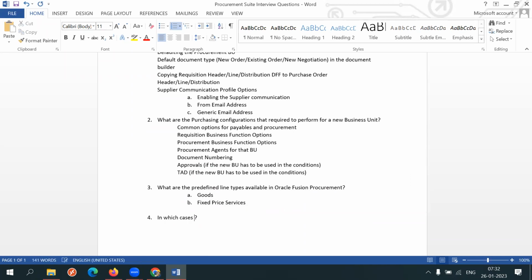In which cases, and also the cross questioning also. From one question, they will pull you to the other areas also. Okay, they will try to take you into depth of that subject.